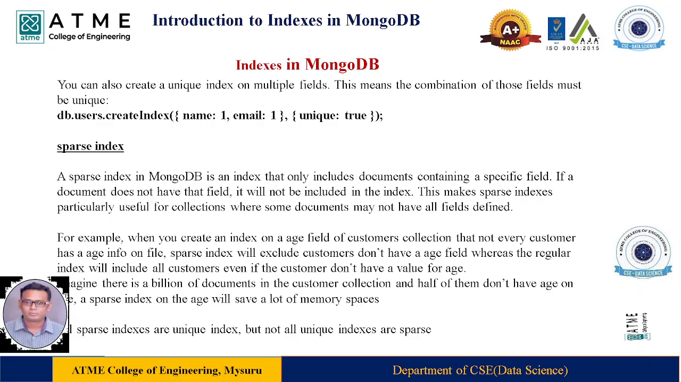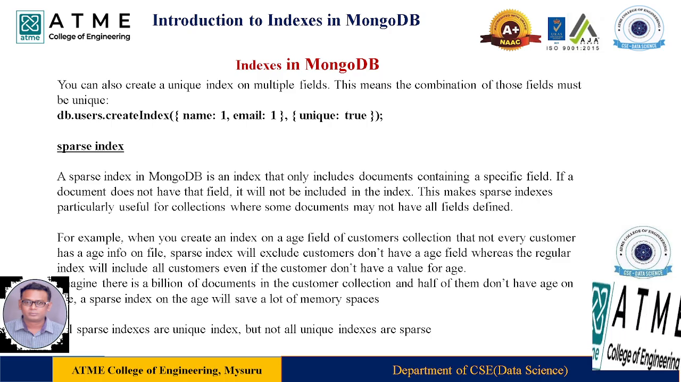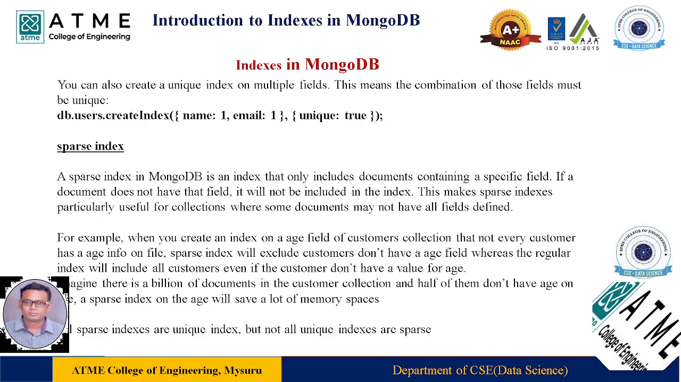So now we'll come to the sparse index. What is a sparse index? A sparse index in MongoDB is an index that only includes documents containing a specific field. If the specific field exists, it will create an index on that. If a document does not have that field, it will not be included in the index. This makes the sparse index particularly useful for collections where some documents may not have all the fields defined.